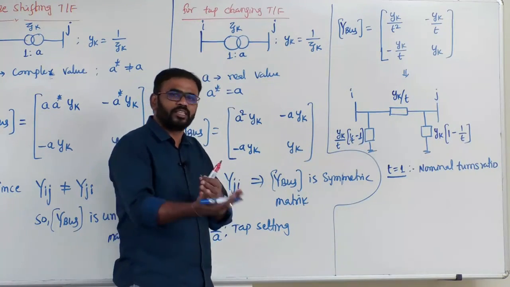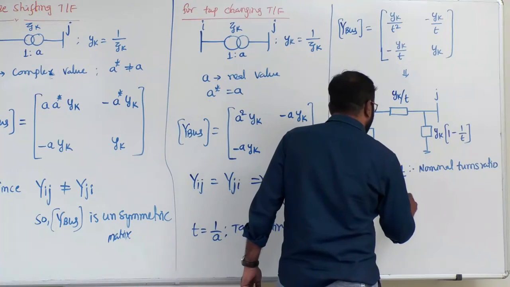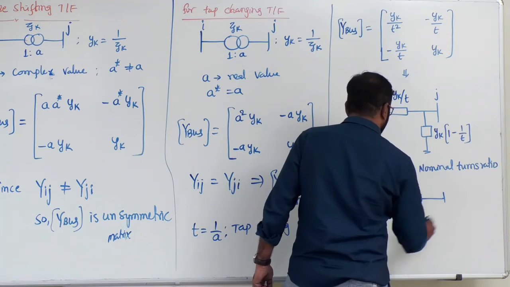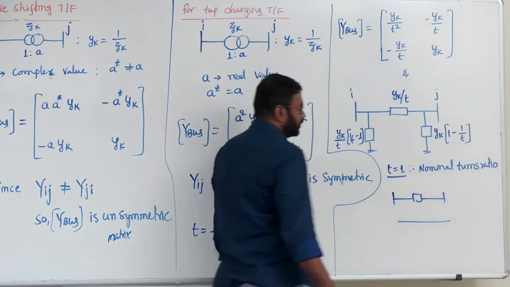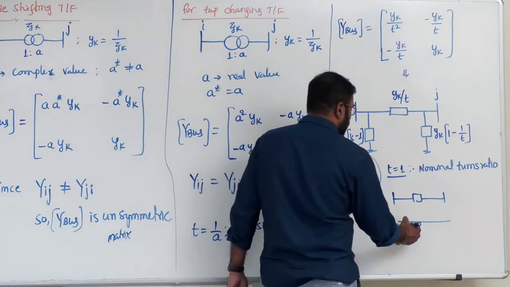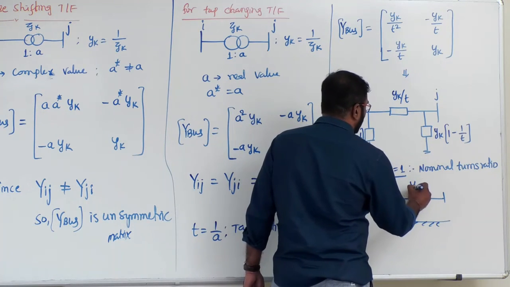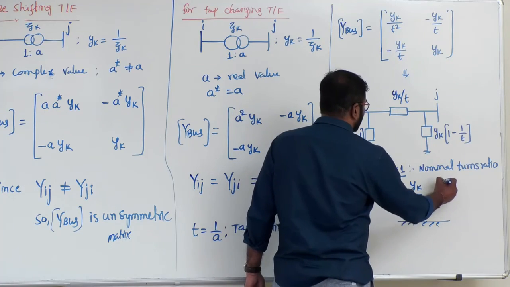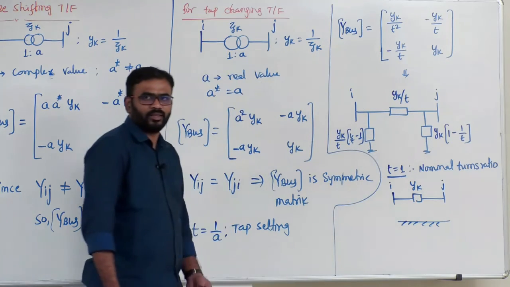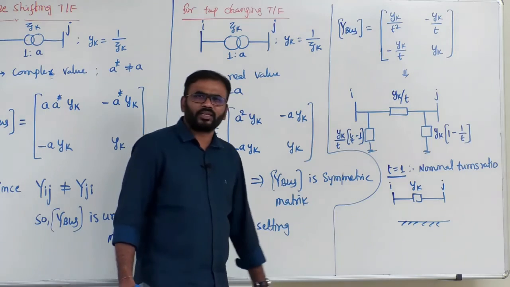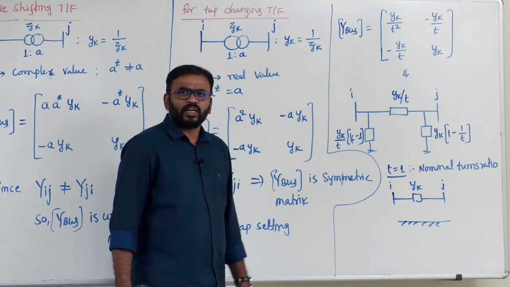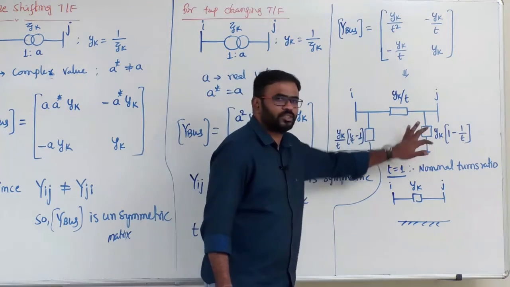Admittance 0 means impedance is infinity. So what is the equivalent circuit now? Simple. We get it like this. This is the reference bus, otherwise ground. We only have Yk between the ith bus and jth bus. That's it. The transformer is represented with a simple series admittance, so there are no shunt branches.